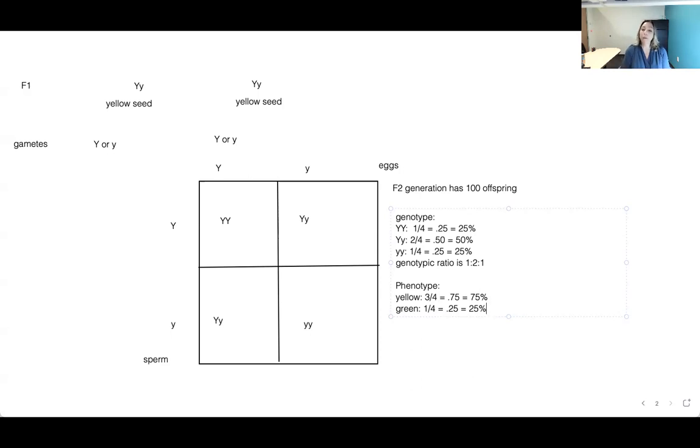Okay. Now remember that the phenotypic ratio, yellow and green, your yellows can be big Y, big Y, or big Y, little y. So if you look at the genotype that I wrote up there, 50% plus 25% means that you get 75% for that phenotype. Now the phenotypic ratio is 3 to 1.